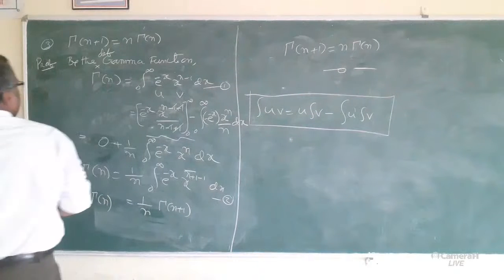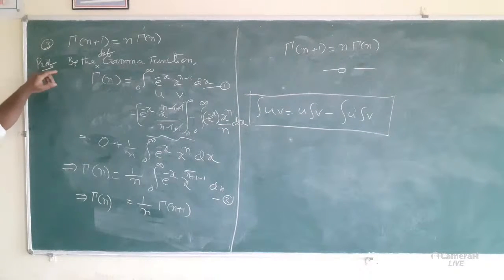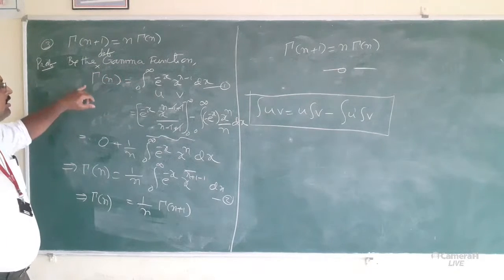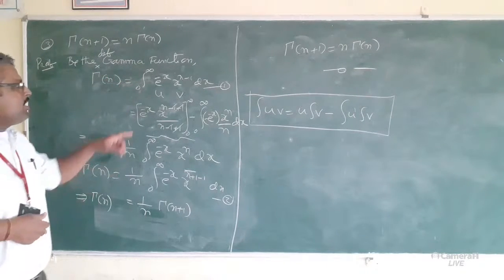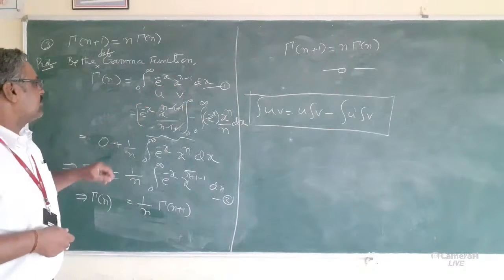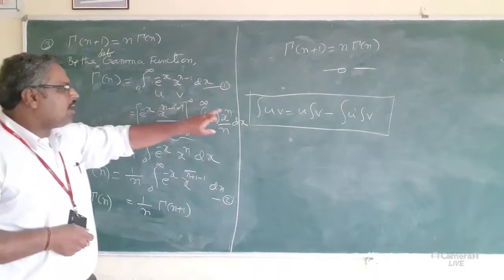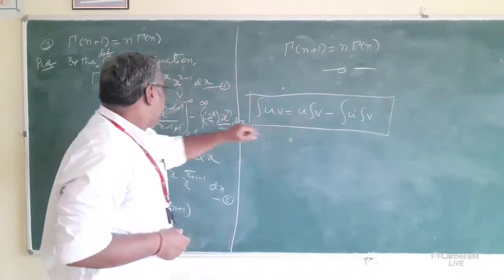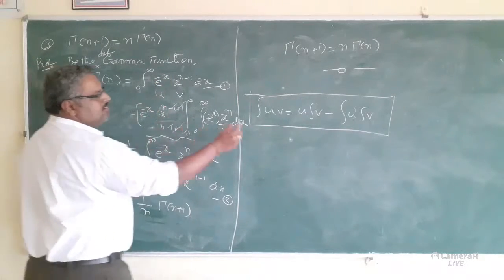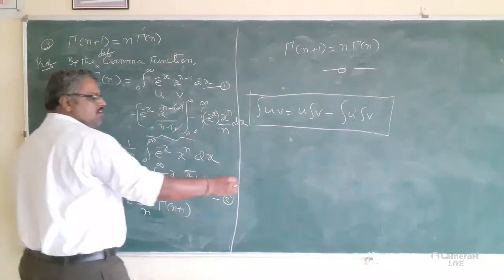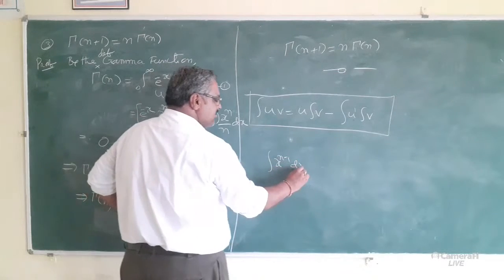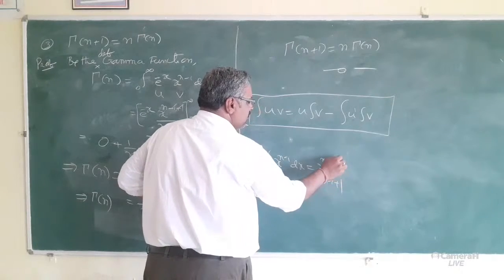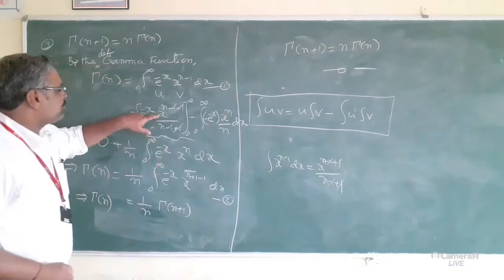Okay? I will repeat the same proof again. Gamma n plus 1 equals n gamma n. By the definition of gamma function, gamma n equals integral 0 to infinity e power minus x into x power n minus 1 dx. Now integrate using the UV formula. UV formula is u into integral v minus integral u dash into integral v. Here u is e power minus x. The integral of x power n minus 1 dx is x power n minus 1 plus 1 by n minus 1 plus 1. Now 1 cancels, x power n by n.